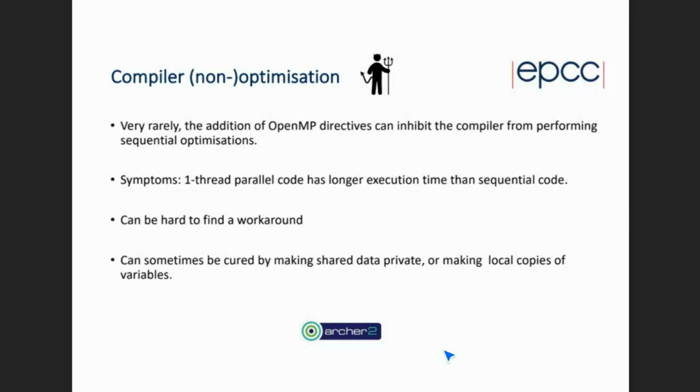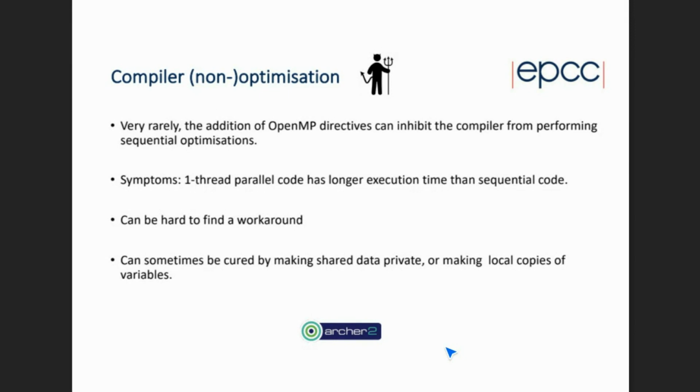Okay. So that's the six main things. And the last one is compiler non-optimization. Thankfully, this is a very rare occurrence, but it can happen, and it's just good to be aware of the possibility.